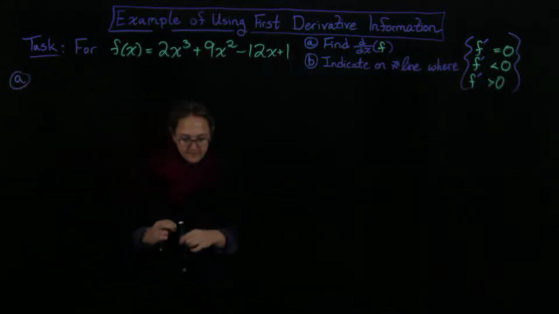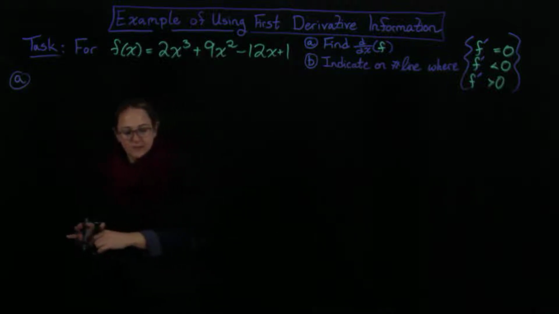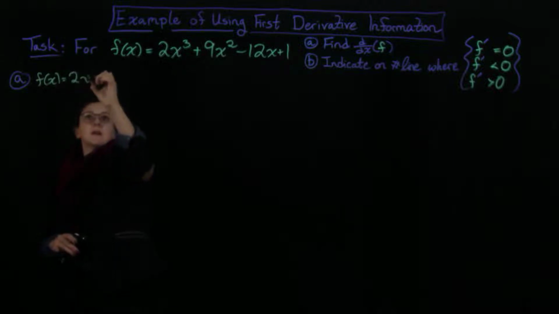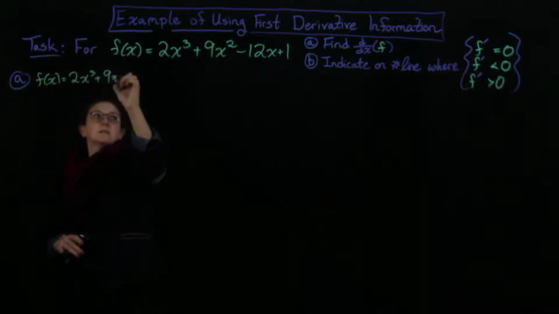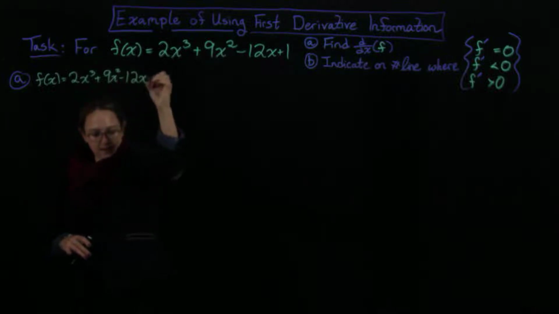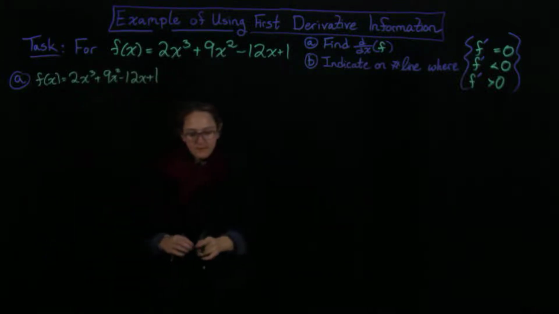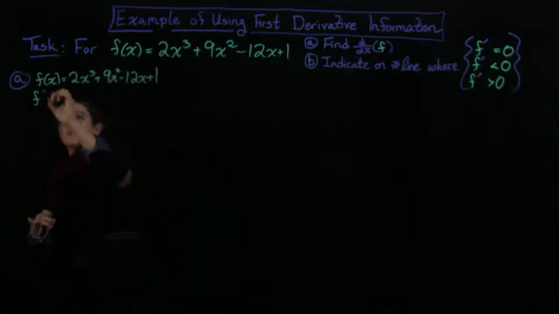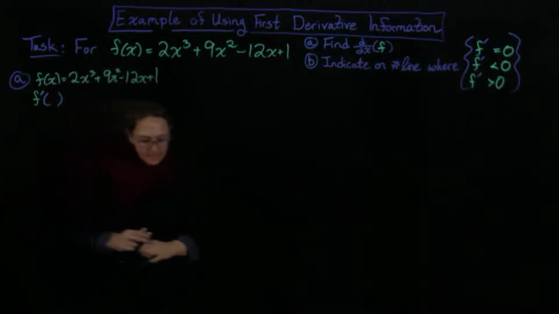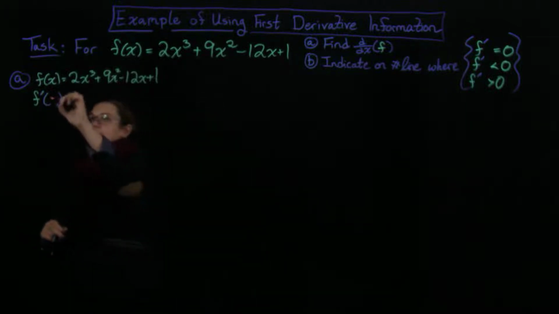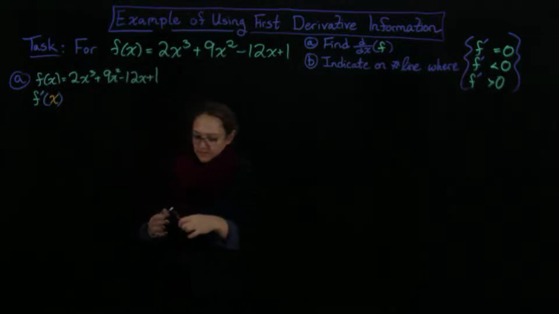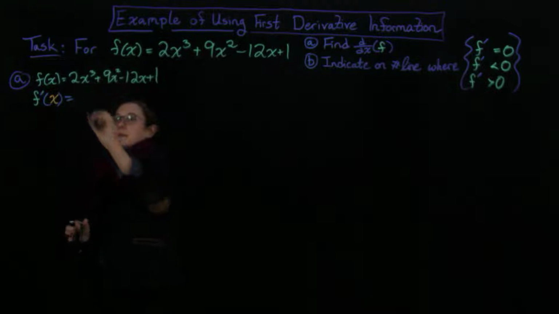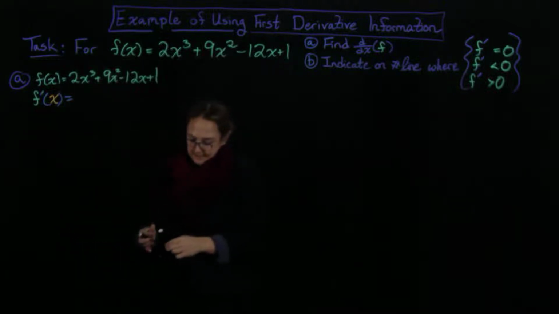Okay, so we have f of x equals 2x cubed plus 9x squared minus 12x plus 1. I'm just going to find the derivative of that, f prime of x. Well, how do we figure out what that is? We have to drop down the 3 and multiply that by 2, so we're going to get 6 there.